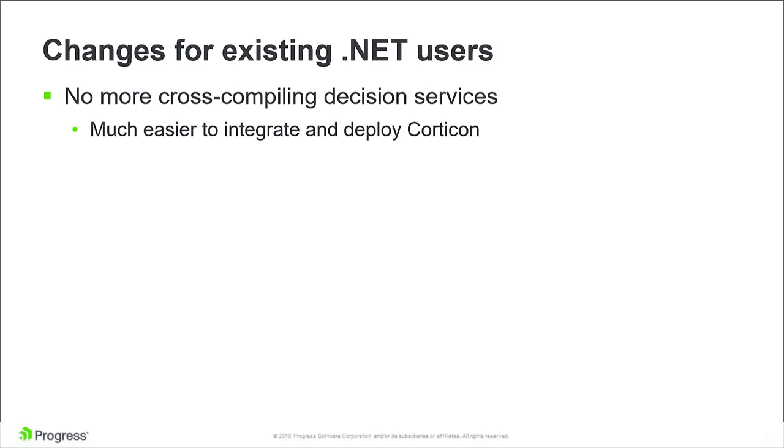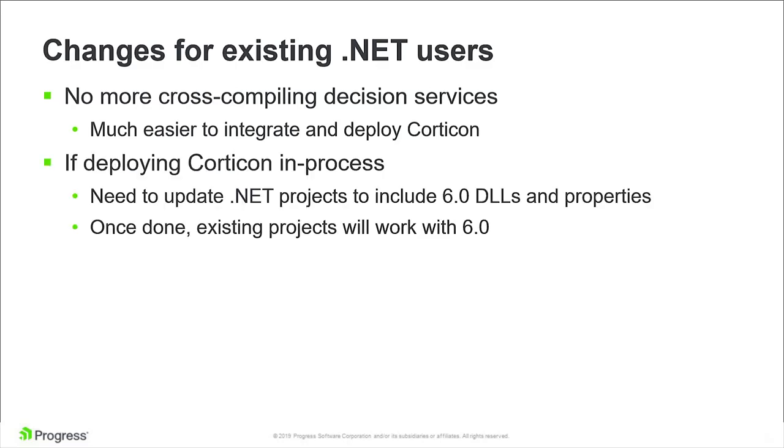So you will not have to do that step anymore. If you're deploying Corticon in process, there's a few things that you'll need to change in your .NET project. You'll have to include the Corticon DLLs. These are the DLLs that effectively make it possible to cross the bridge so you can go from the .NET code to Corticon.